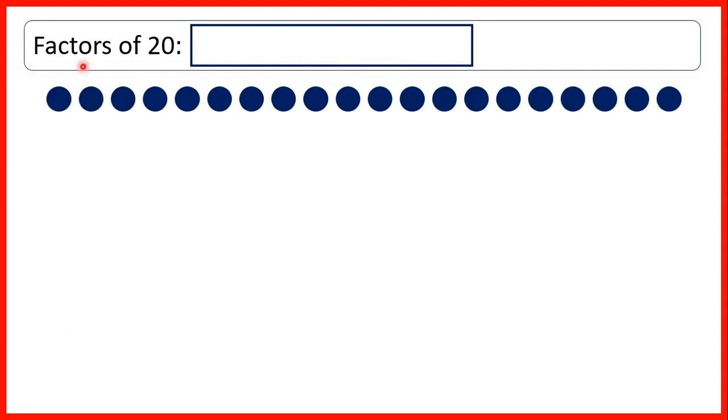Now let's find the factors of 20. So we can show one row of 20 counters, because 1 and 20 are factors. We can divide 20 by 1 and by 20 to get numbers with no remainders.